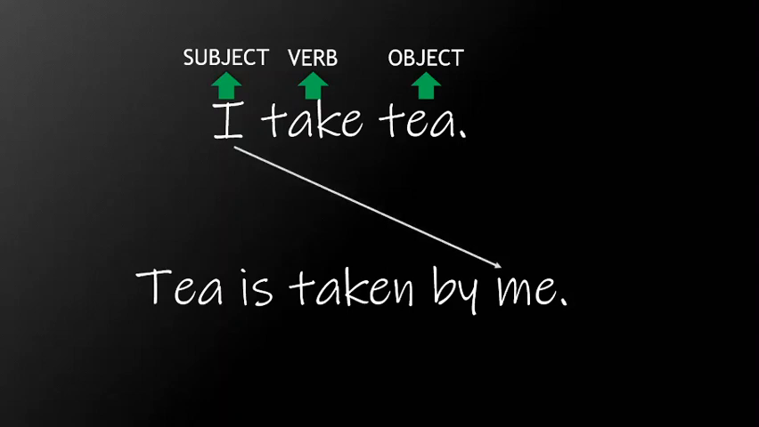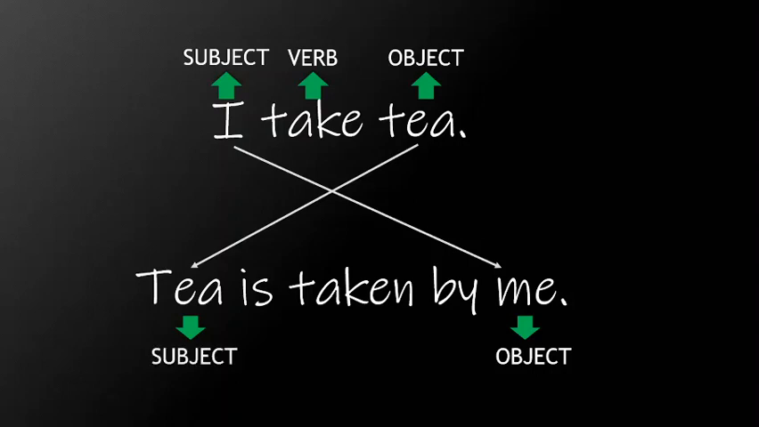First of all, the subject is converted into the object form. I becomes me. And the object is converted into subject. Tea, third person singular number, and a kind of a common noun, is remaining tea. Then the verb we have, take, which is converted into the passive form. Verb in passive is taken.